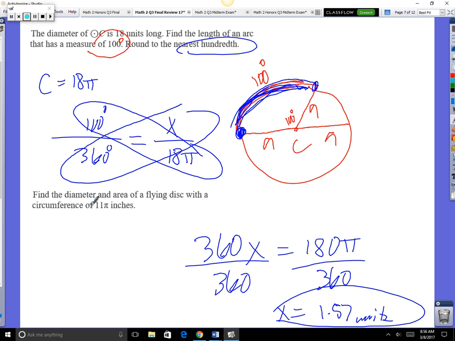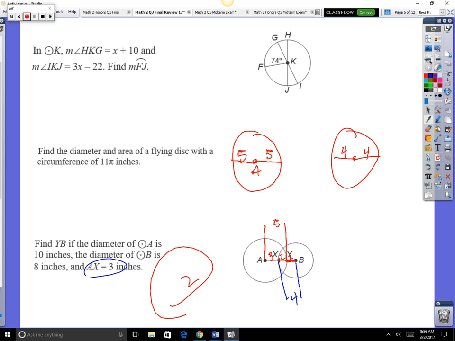Oh, we already did this one. So circumference is 11 pi. That's this guy we did just right here. So I forgot to delete it.